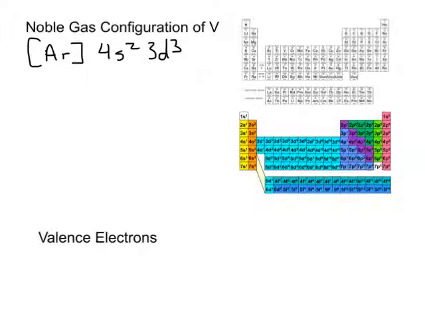We can check our valence electrons. Fourth shell is the highest one that I see. 4s2 contains 2 electrons, so I have 2 valence electrons.